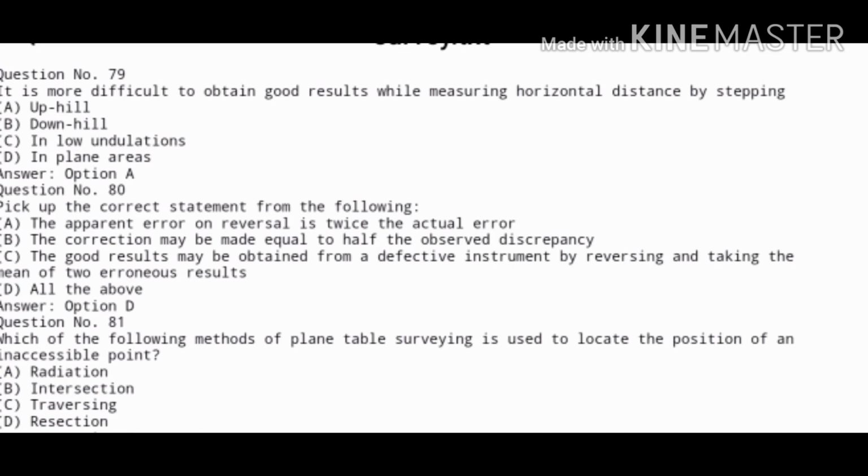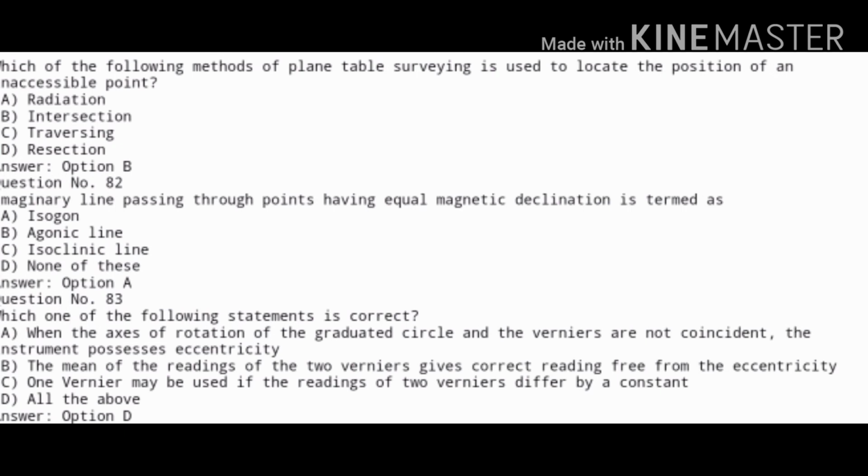Which of the following methods of plane table surveying is used to locate the position of an inaccessible point? Intersection. An imaginary line passing through the points having equal magnetic declination is termed as isogon. Which of the following statements is correct? Option D is the correct answer.